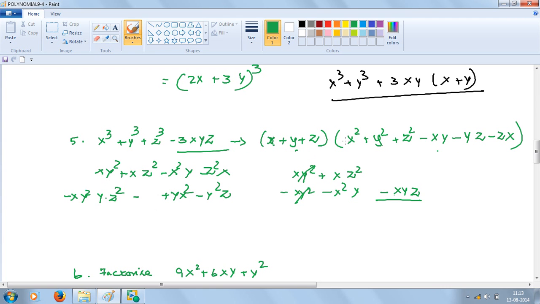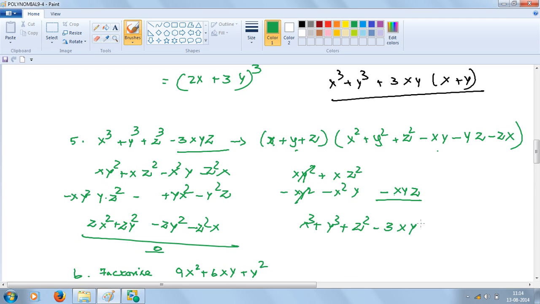So similarly, we try with zx square. So zx square plus zy square, z into xy. This term will get 3xyz. That we will leave it now. z into yz is minus zy square, minus z square x. If we add all, each term will get cancelled, it becomes 0. So we are left with only x cube plus y cube plus z cube minus 3xyz.